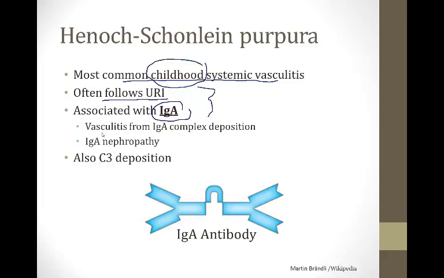The vasculitis in Heinrich-Schönlein purpura comes from IgA complex deposition, and this is how you can get IgA nephropathy in the kidneys. There is also C3 complement deposition as well, and this is interesting because, as you may know, IgA antibodies do not fix complement via the classical pathway, but complement is often involved in Heinrich-Schönlein purpura and IgA nephropathy, and the complement is believed to be activated via the alternative and the lectin pathways.